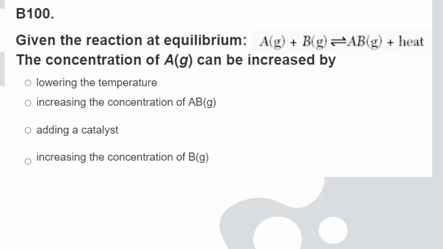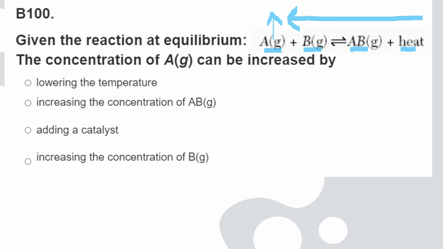All right, given this reaction, it says the concentration of A can be increased by. So I want to increase A. How can I increase A? Well, I would have to shift the equilibrium in this direction, which would make more A and make more B, and use this up, use up the AB, and use up the heat. So the reaction would shift this way to make more A.